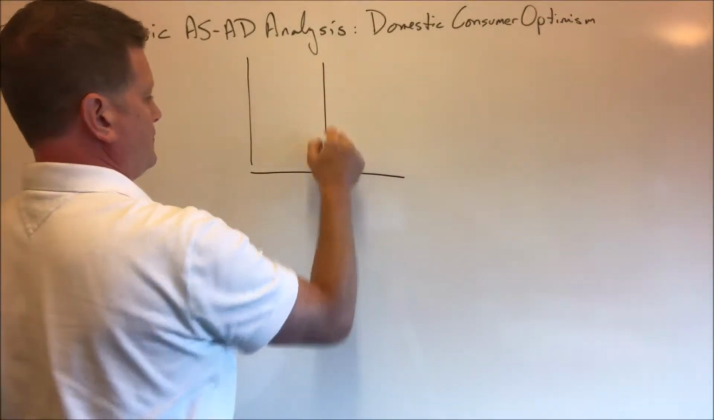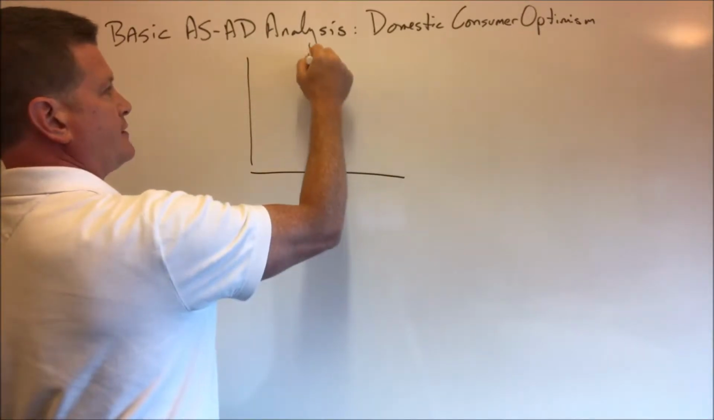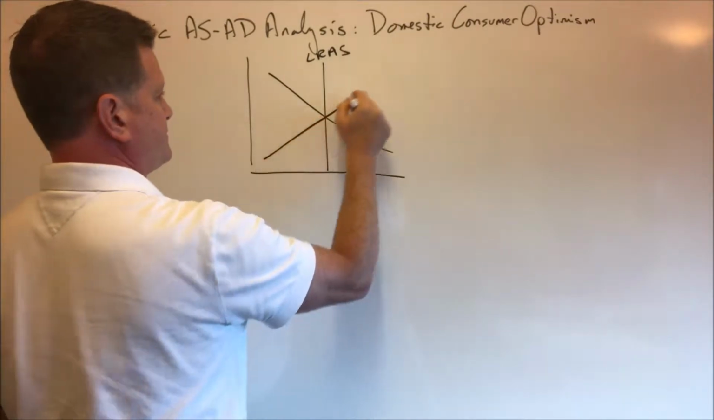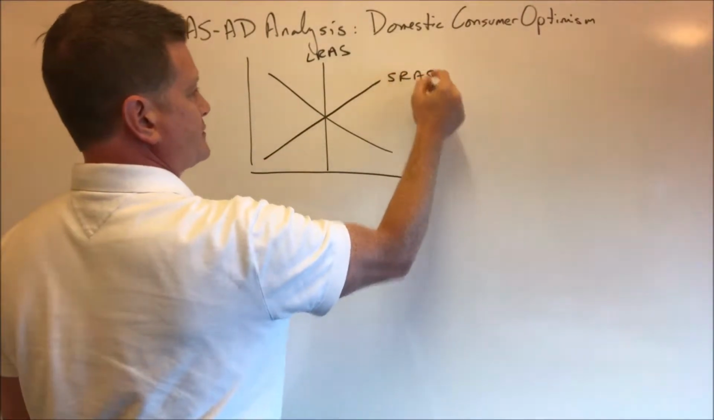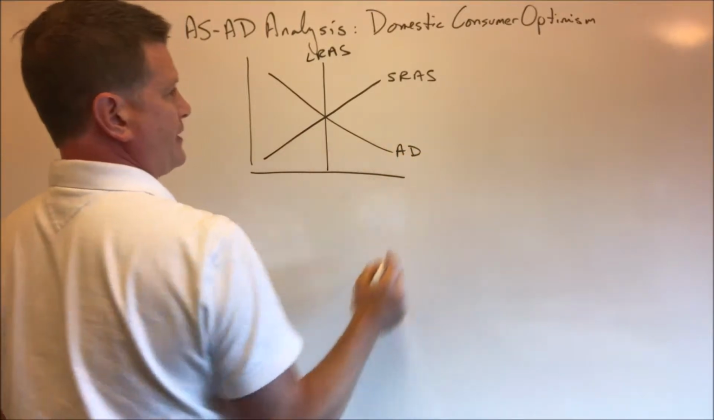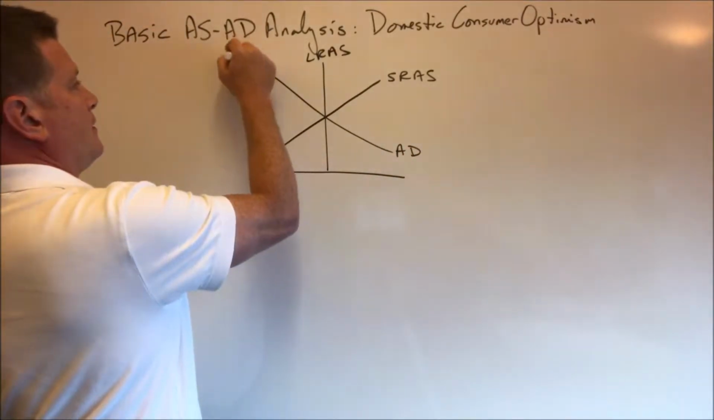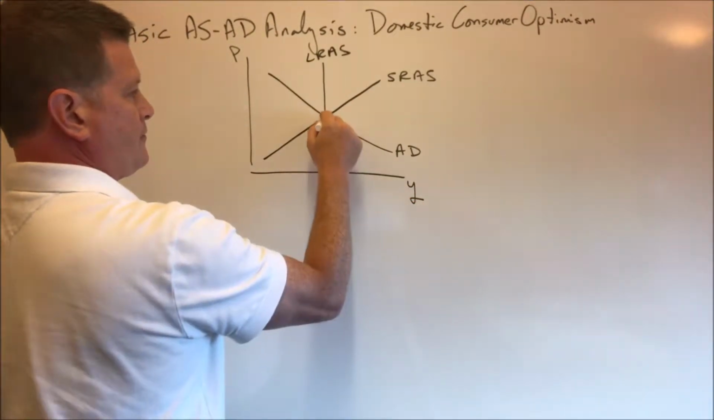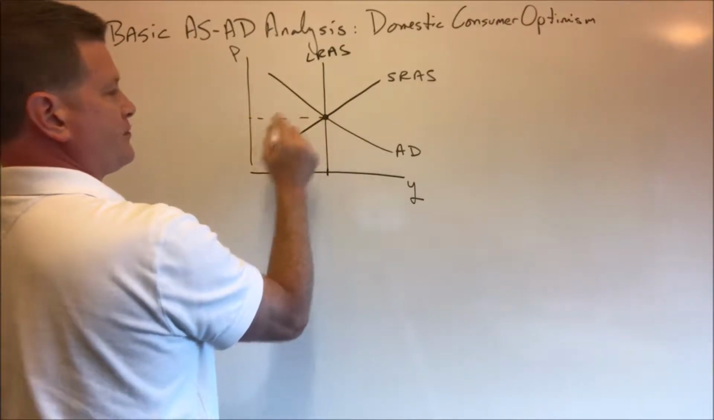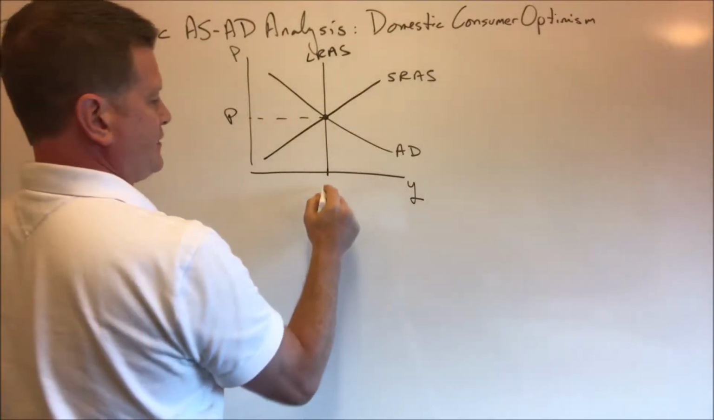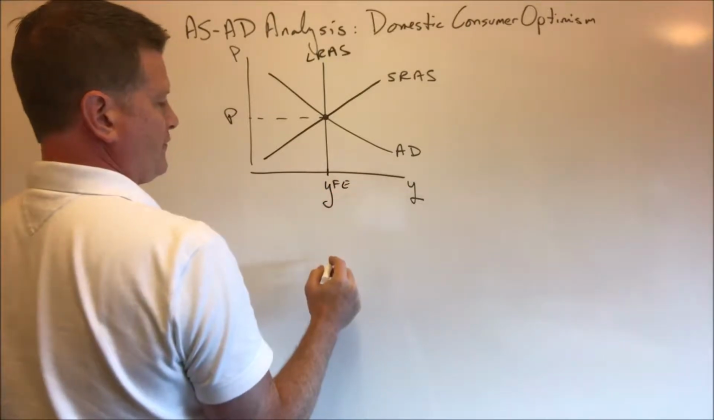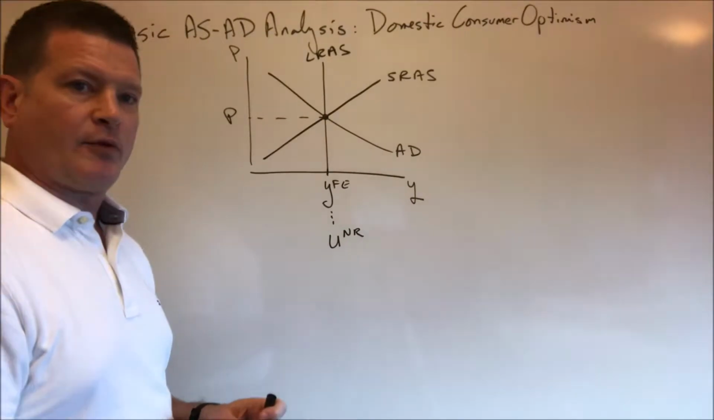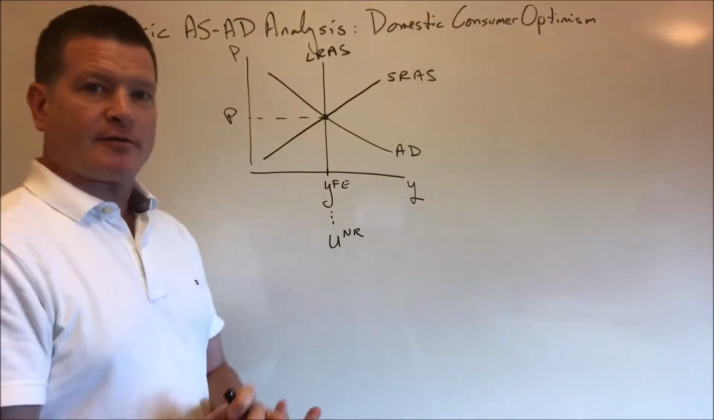So I start with the long run aggregate supply curve. There it is. I then draw a big X. That is my short run aggregate supply curve, and that is my aggregate demand curve. This is the price level. This is real GDP. And initial equilibrium is where everything crosses. There's the price level and the initial full employment level of output, which is related to the natural rate of unemployment. This is where we start.